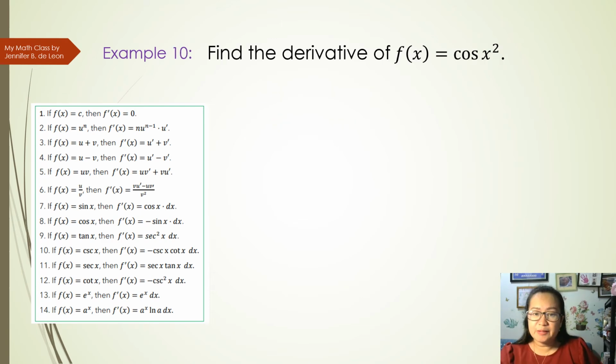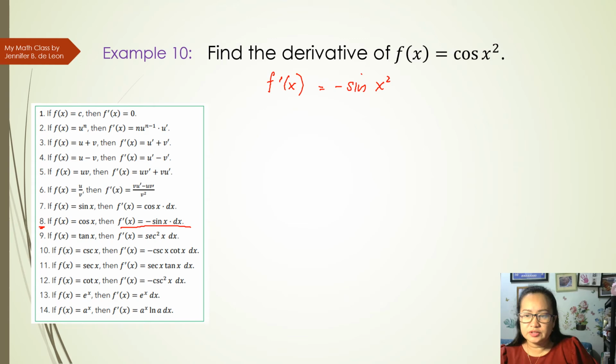Now let's work on example number 10. Find the derivative of f of x equals to cosine x squared. Now as you can see in rule number 8, if f of x is equal to cosine x, then f prime of x is equal to negative sine x dx. So here we will have f prime of x is equal to negative sine x squared, and the derivative of x squared is times 2x. So simplifying, we will have negative 2x sine x squared.